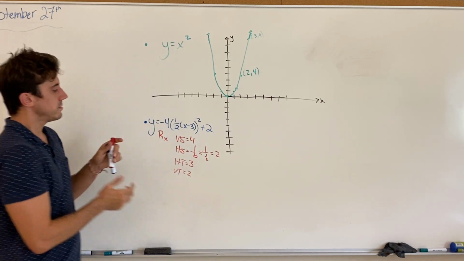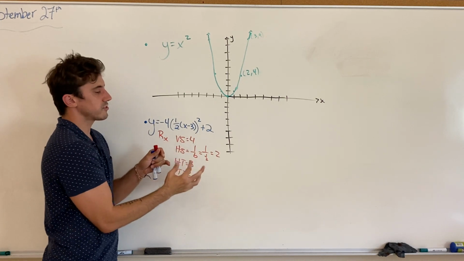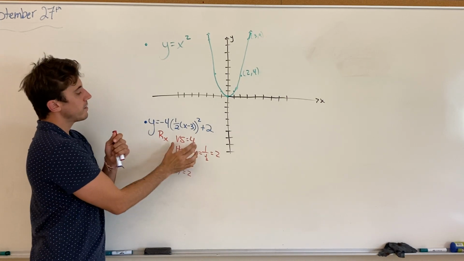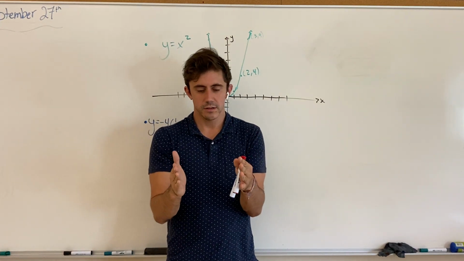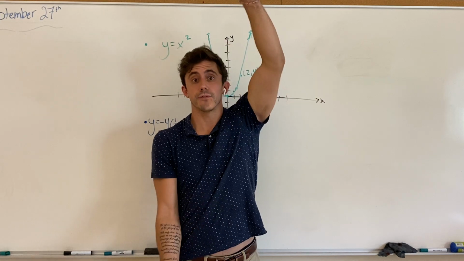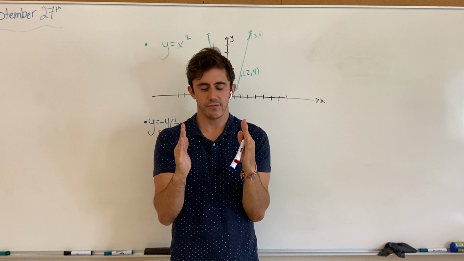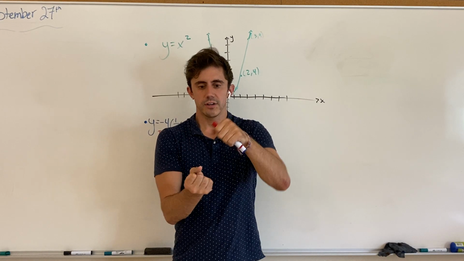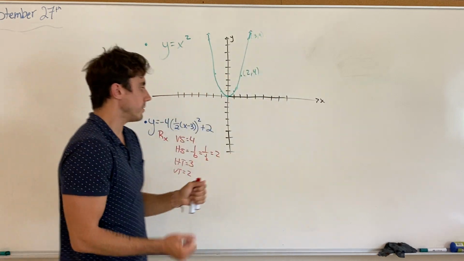So again, just trying to build an idea of what these transformations look like on a graph. A vertical stretch of 4 means that for any given domain, the graph is going to be stretched out vertically by a factor of 4. So for any restricted domain on the graph, our y values are going to be stretched out 4 times as much, okay?